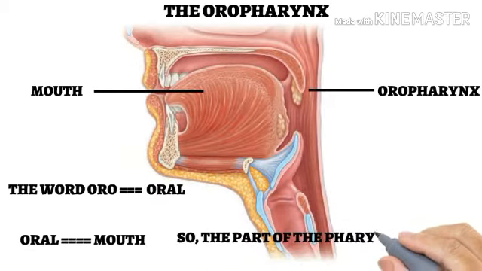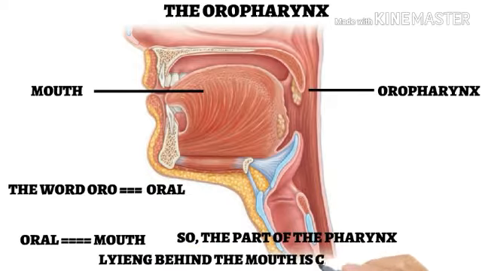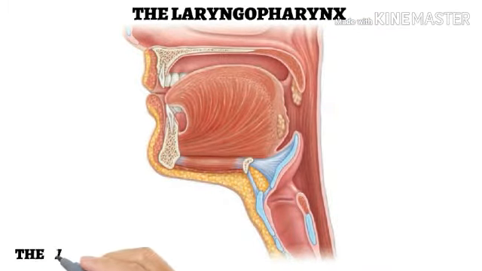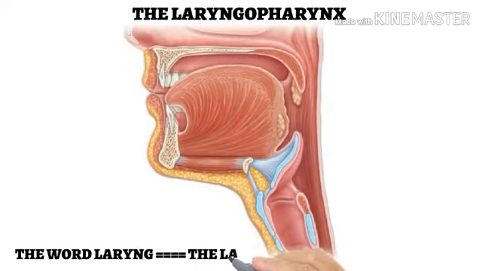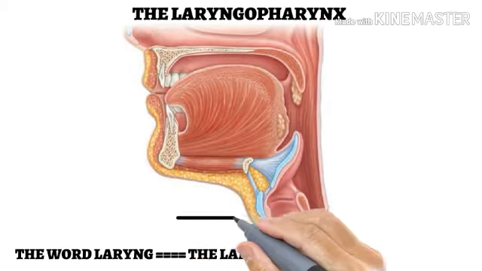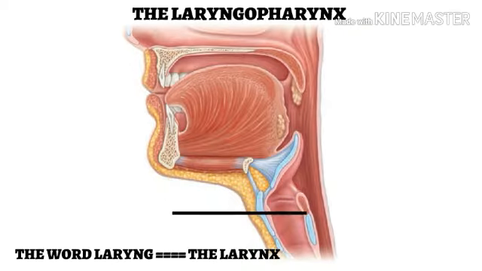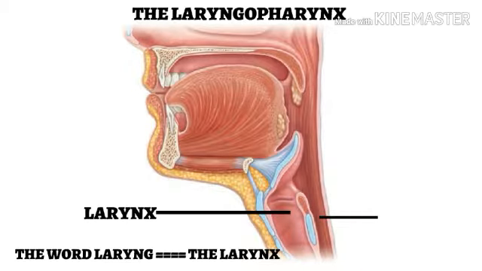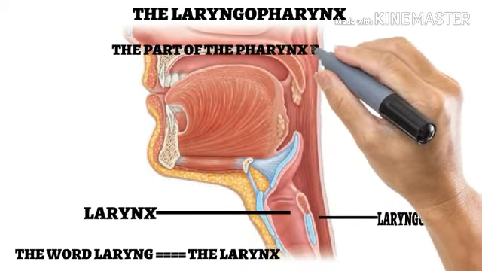Now to the third part of the pharynx, which is the laryngopharynx. The word laryngo denotes larynx, and the larynx is the voice box. From that cartilage and that muscle is the larynx. It is also known as the voice box, and we'll be getting a better understanding of the larynx while we are discussing the respiratory system. So the part of the pharynx that lies behind the larynx is the laryngopharynx, and those are the three divisions of the pharynx.